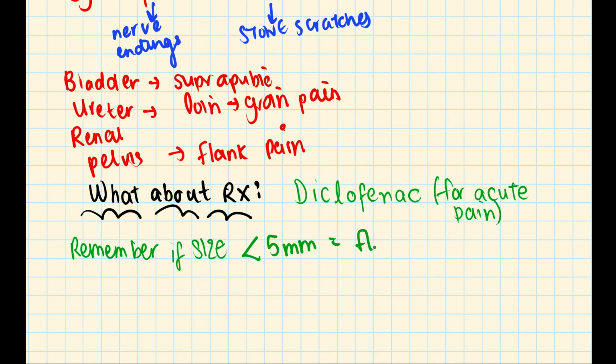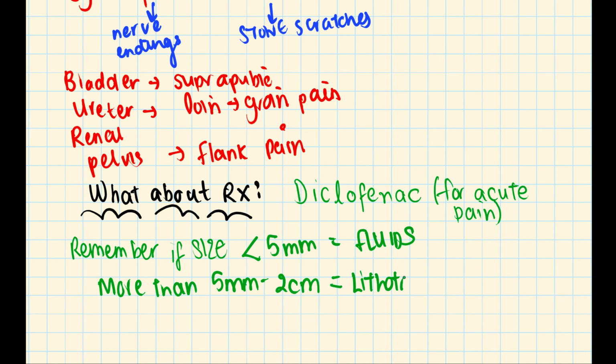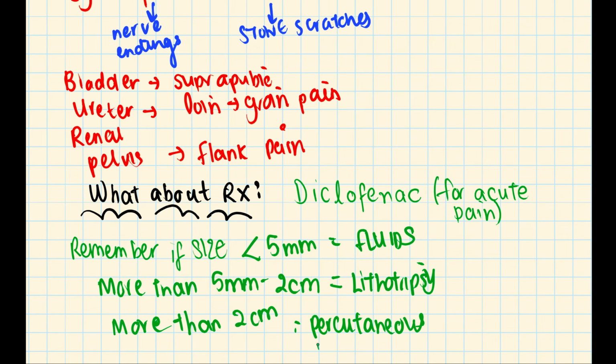Remember, if the size is less than 5 millimeters, you want to give fluids because it can help pass the stone out by itself. If it's more than 5 millimeters, but up to 2 centimeters, you're going to give lithotripsy, which are those waves that break down the stone. That's not invasive. More than 2 centimeters, you have to go invasive because 20 millimeters is big. You have to do a percutaneous nephrolithotomy.